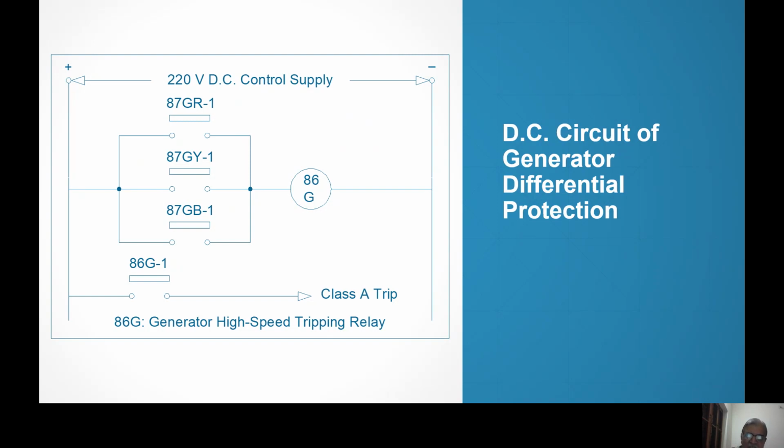So 86G, if you see, is a high-speed tripping relay. It is also known as a lockout relay. Once it operates, it remains operated. It has to be manually reset. Therefore, it is also known as the lockout relay 86G.